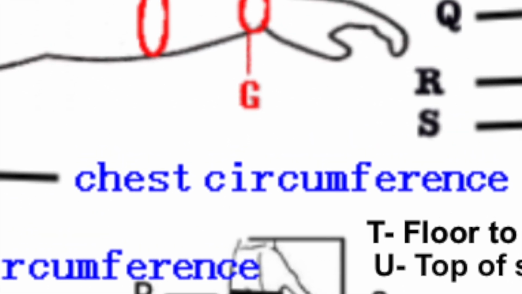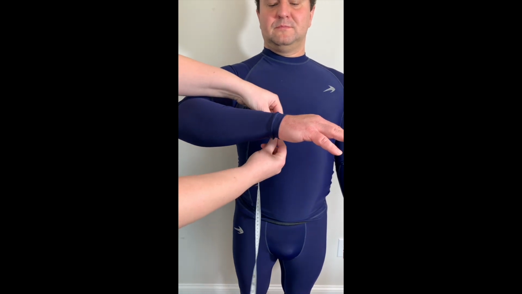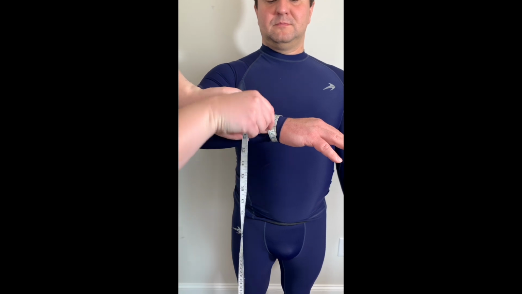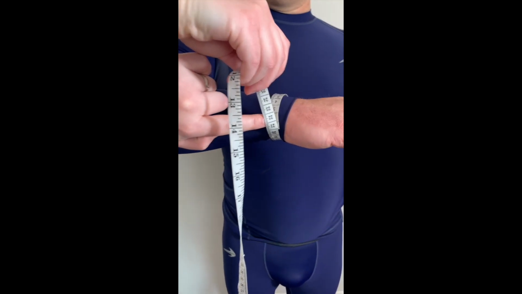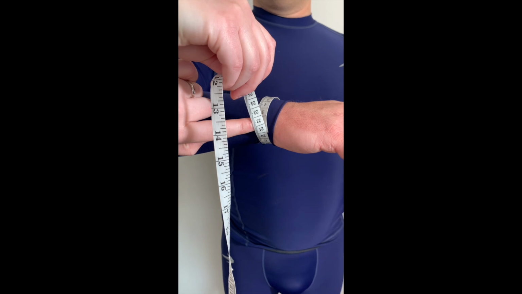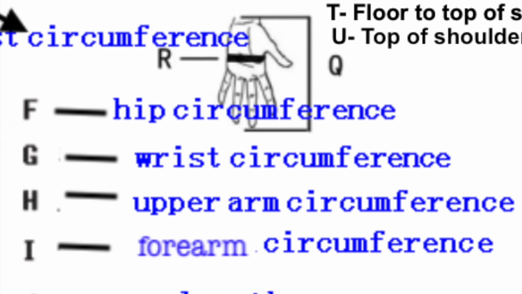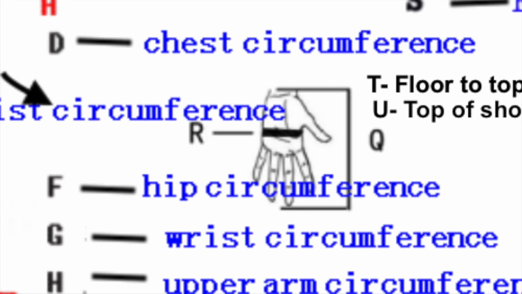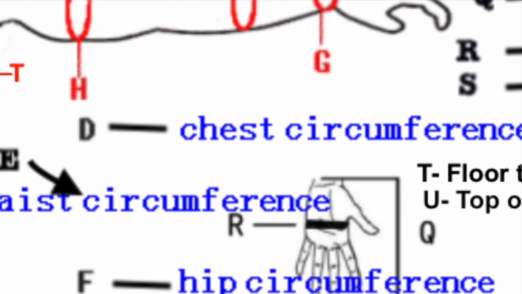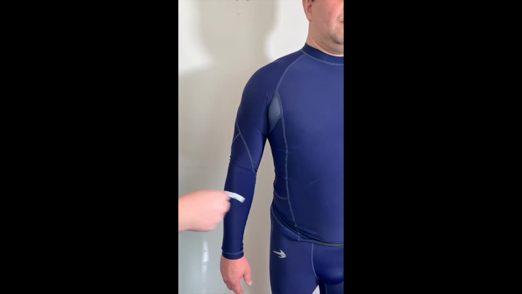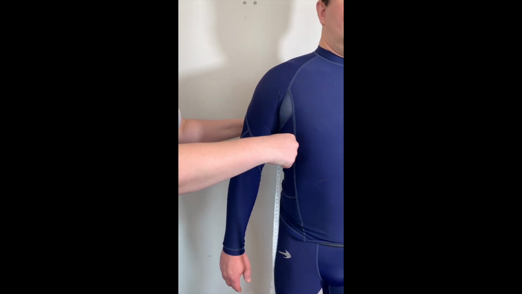G is the wrist circumference. Find the narrowest part of your wrist, typically where your sleeve ends, and measure the circumference there. H is the upper arm circumference. Find the widest part of your upper arm and measure the circumference.